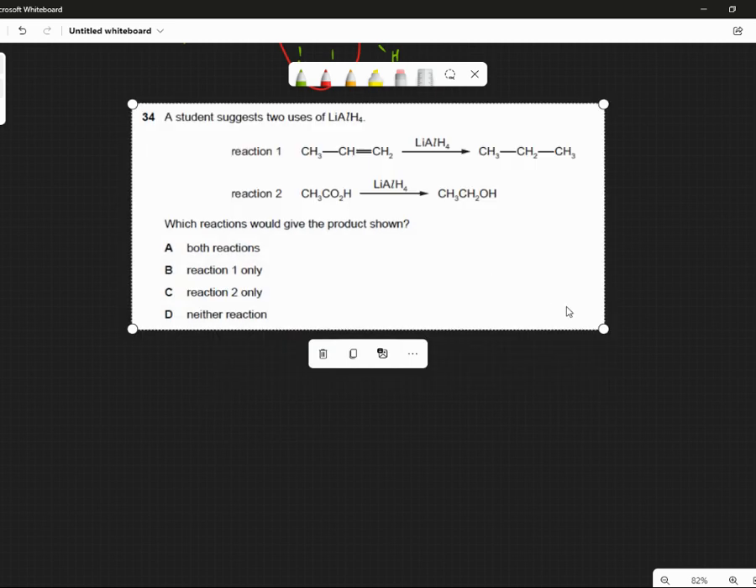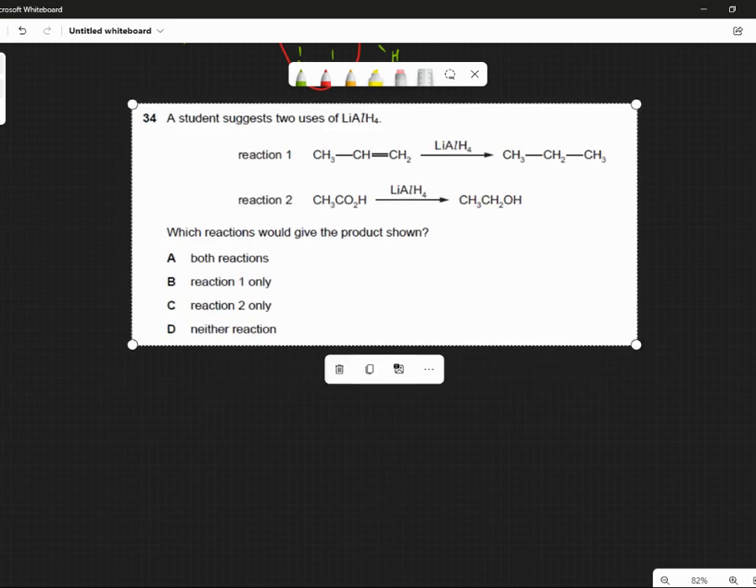A student suggests two uses of lithium aluminium hydride. There's one use and there's another use. Now let's have a look. Does anyone know what lithium aluminium hydride's job is? Anyone know? Yeah, it's a reducing agent, but it's quite a specific one.